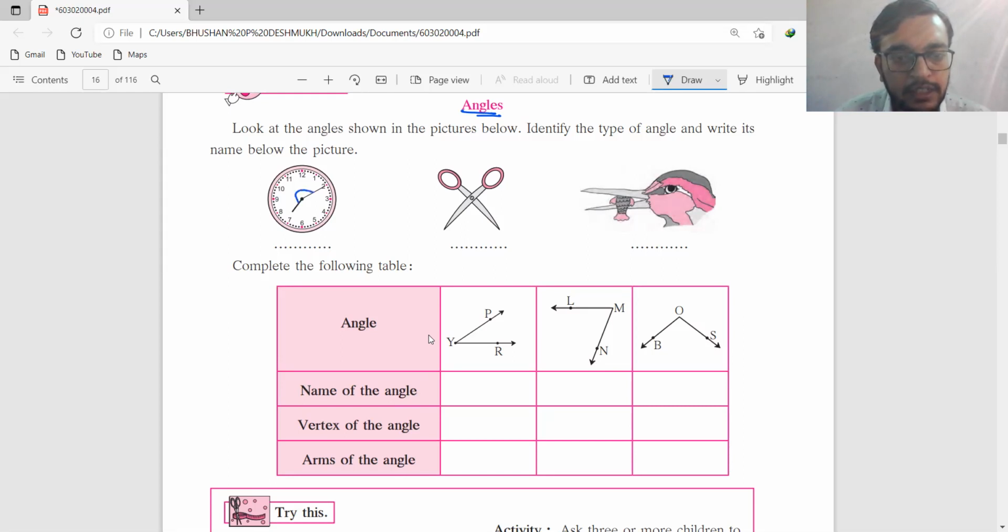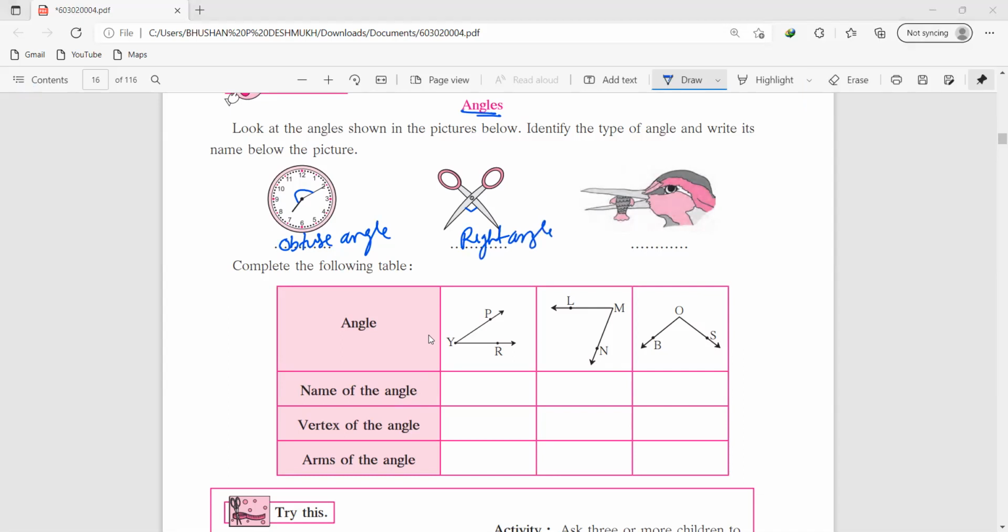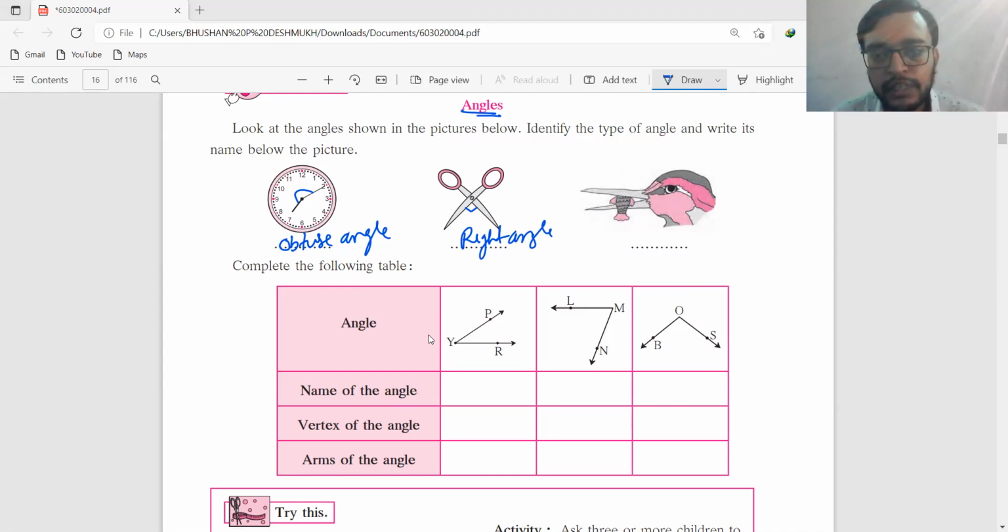Here the different types of angles are formed, right? Here it is an obtuse angle, here a right angle, and here an acute angle, right?